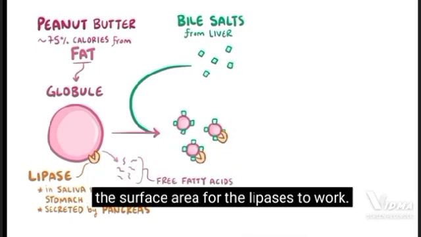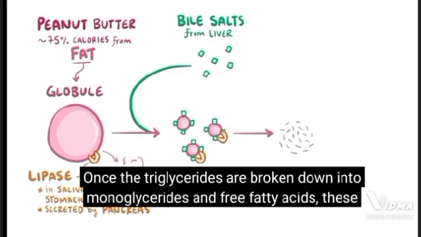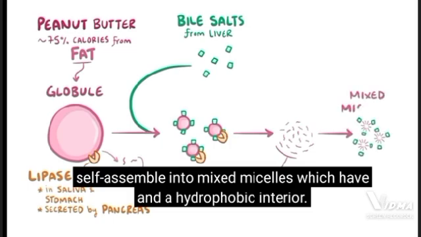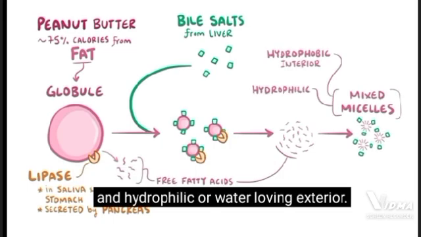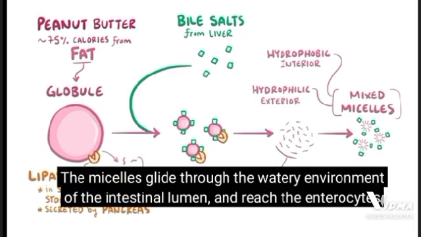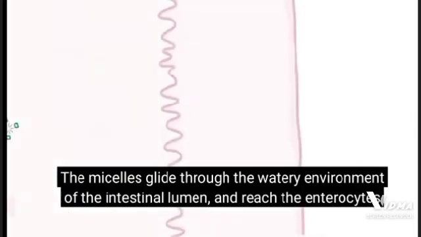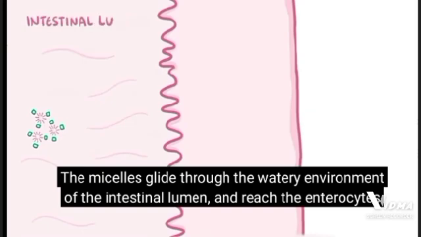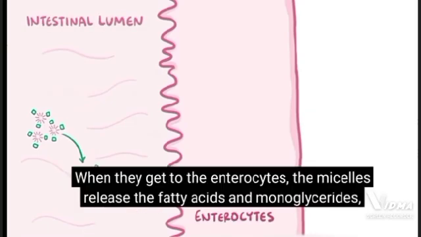Once the triglycerides are broken down into monoglycerides and free fatty acids, these self-assemble into mixed micelles, which have a hydrophobic interior and a hydrophilic, or water-loving, exterior. The micelles glide through the watery environment of the intestinal lumen and reach the enterocytes in the intestinal wall. When they get to the enterocytes, they'll release the fatty acids and monoglycerides, which diffuse into the enterocyte.